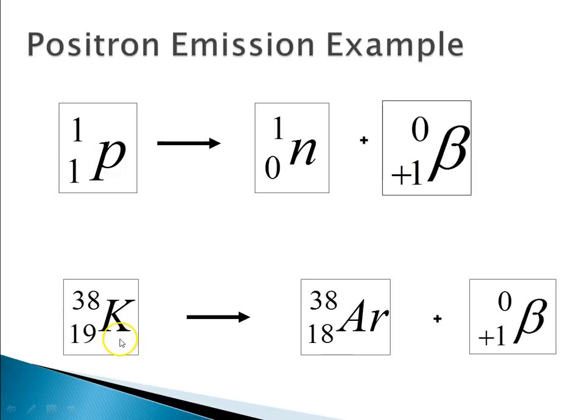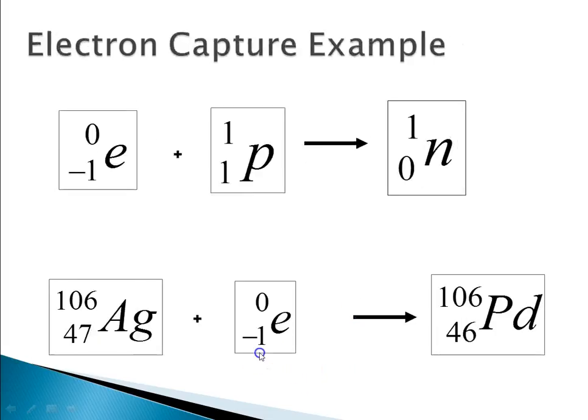Here an example would be with potassium. Again, you'll see 19 is our subscript, our superscript is 38, and if we go to the right of the arrow, we're going to end up with argon. 18 plus 1 is 19, and 38 plus 0 is 38. So here what you would do is you would show the positron particle coming off, and then once you figure out what you have to have as far as subscripts and superscripts, then you go to your handy-dandy periodic table to determine that we're talking about argon.